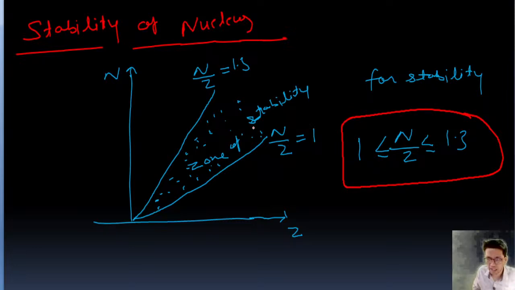Okay, zone of stability. For any nucleus to be stable, the N by Z value should be between 1 to 1.3, where N is the number of nucleons and Z is the atomic number. I hope you have understood it. Next point.